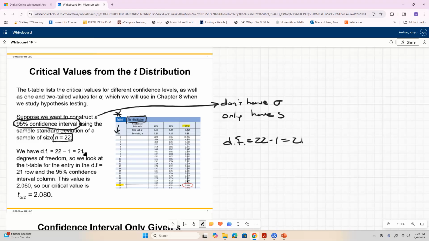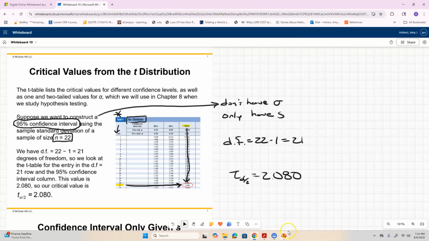And then we have 95% confidence. So you're going to start with your 95%, come down until it corresponds with the row that has the 21. So your column is 95%, your row is 21, and this is the value that you would use. Instead of going all the way down to the bottom and getting that z value, you stop here, and you have a t sub alpha over 2 that's equal to 2.080.